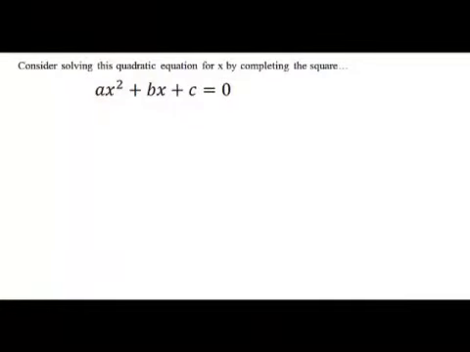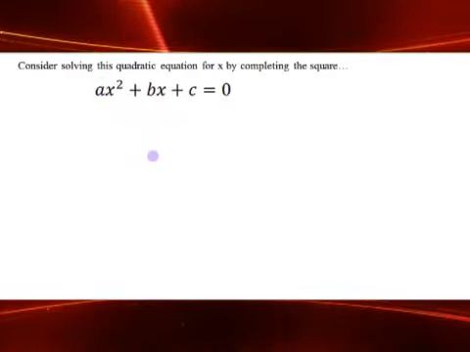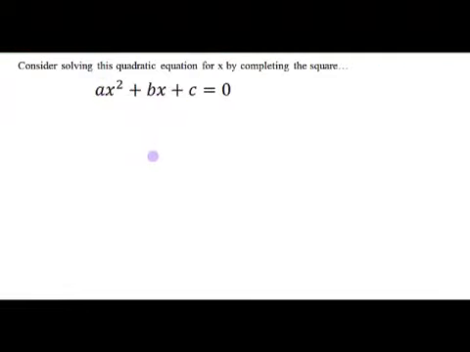Consider solving this quadratic equation for x by completing the square. Here we have the standard form of a quadratic equation where a, b, and c are any arbitrary coefficients. If we wanted to complete the square here, the first thing that we would need to do is to isolate the terms that have an x in them.